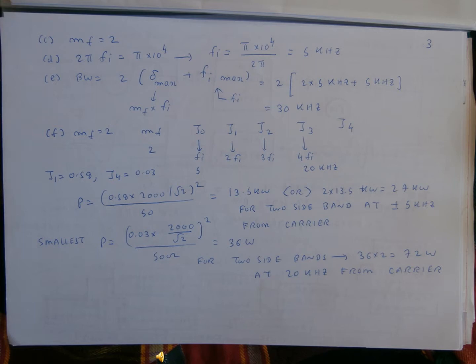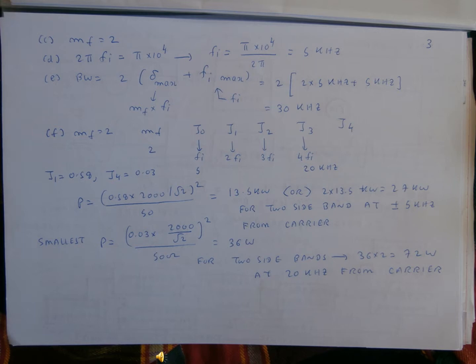We need to find the modulation index mf, which needs 2 by fd, multiplied by 10 to the power 4. The bandwidth will be 2 multiplied by delta maximum plus fi maximum. Delta maximum is the mf multiplied by fi. So fi maximum is 2 multiplied by 5 kilohertz plus 5 kilohertz, which gives 30 kilohertz.